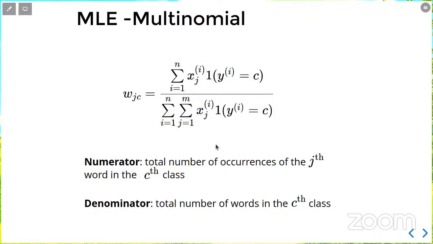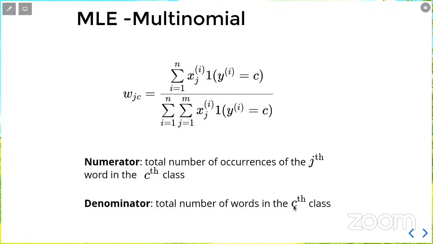You are summing up. So you are fixing a particular class, right? WJC, let's say C is spam. So you are looking at all the spam messages, and then you are counting the number of times each of the M words appears in the spam corpus, in the spam data set. And you do that for all the N messages, right? So this is like the total number of words in the spam class.